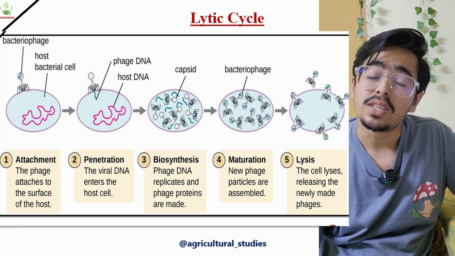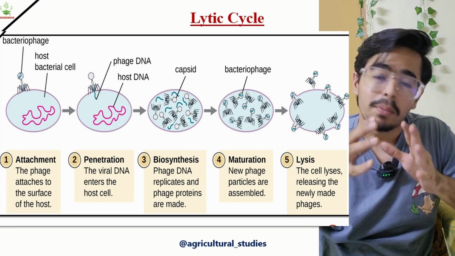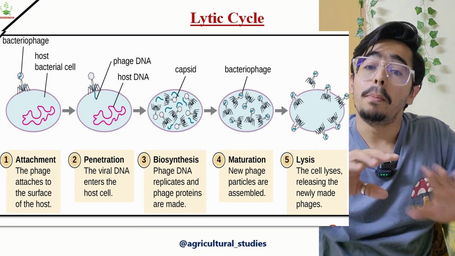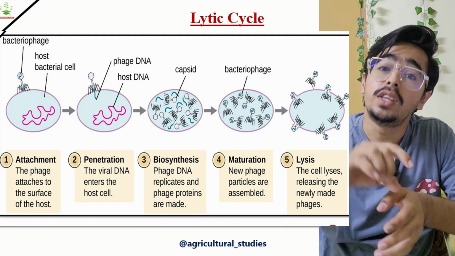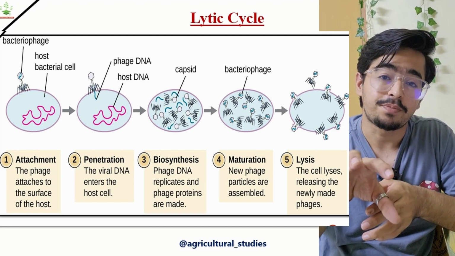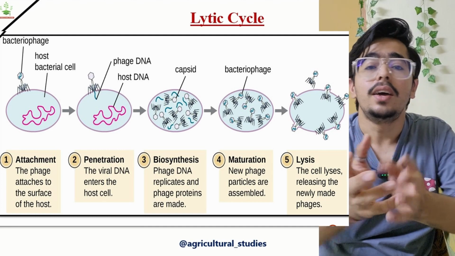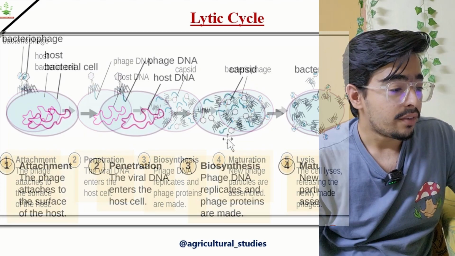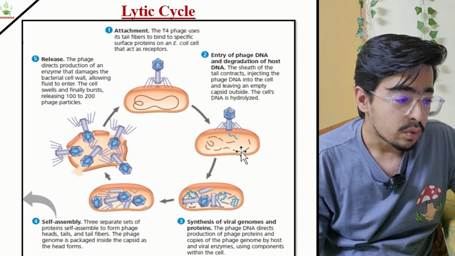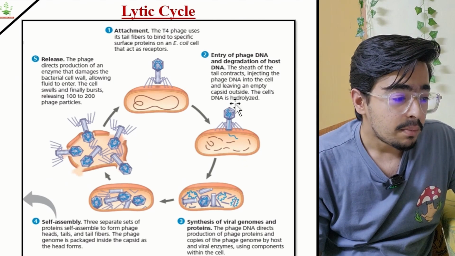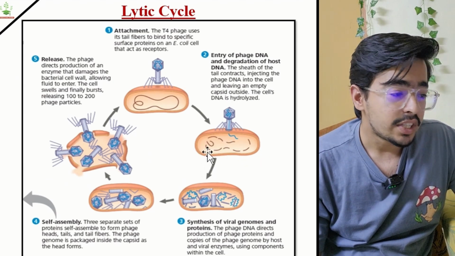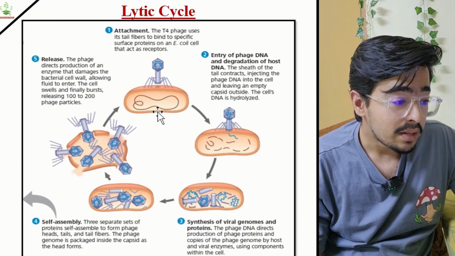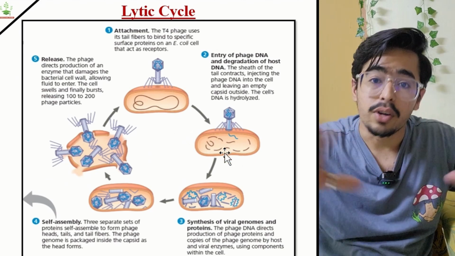The third one is biosynthesis. Before the biosynthesis, the DNA of the host bacteria gets completely destroyed. We can also see this in this diagram. Like in this step, this is the genetic material of this bacteria. The complete genetic material is disturbed.